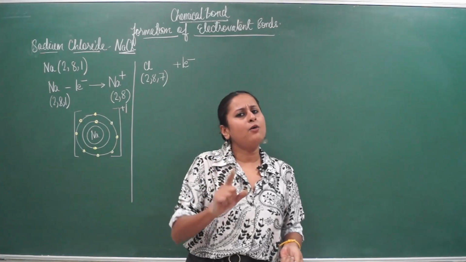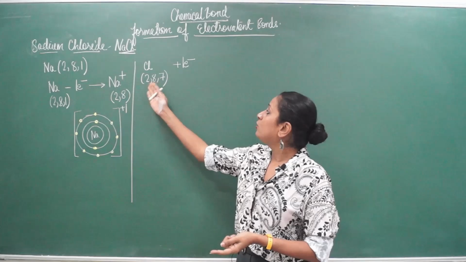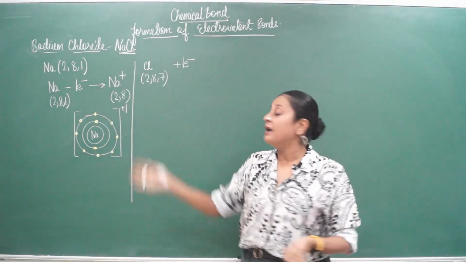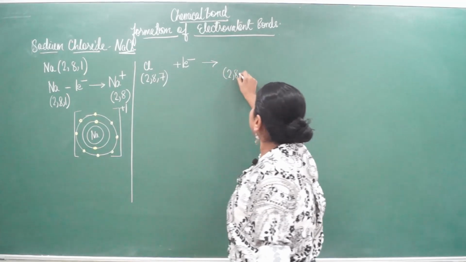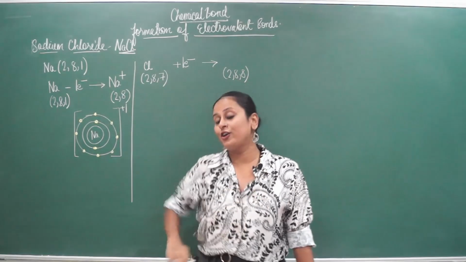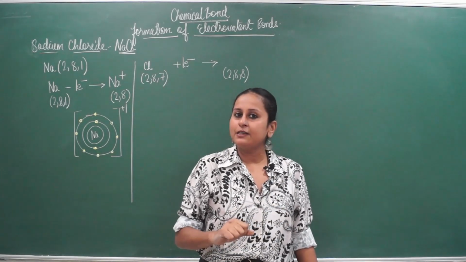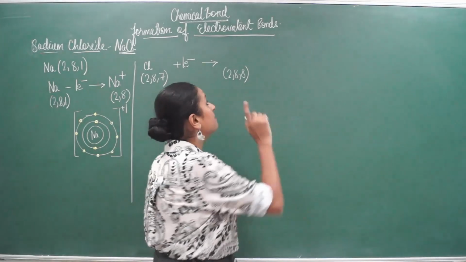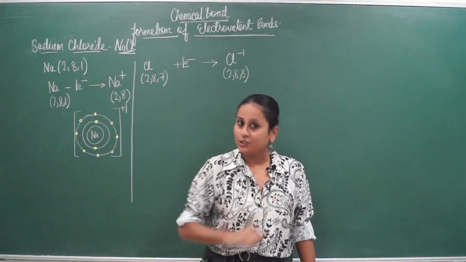So chloride now has one extra electron, but the number of protons is still 2 plus 8 plus 7, that is 17. Number of electrons will now be 2, 8, 8. So 18 electrons are present. So what will be the charge? One extra electron is present with us now. So the charge will be 1 minus. So chloride ion has a negative 1 charge.